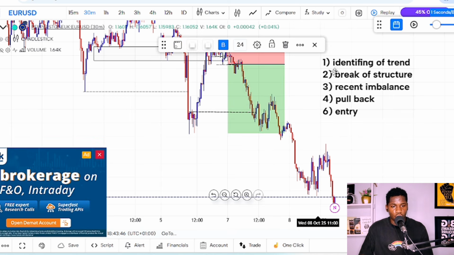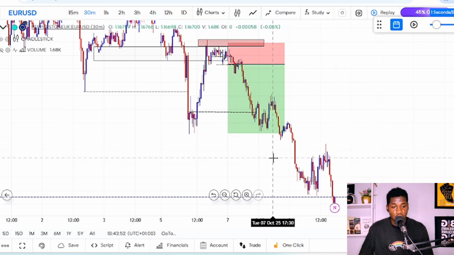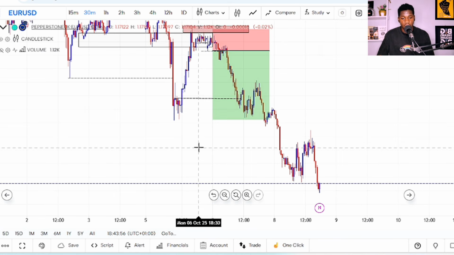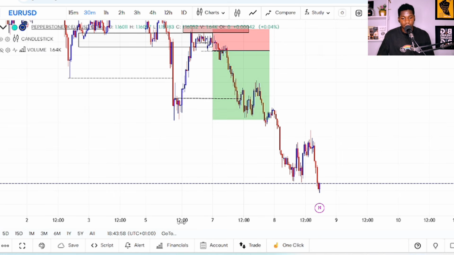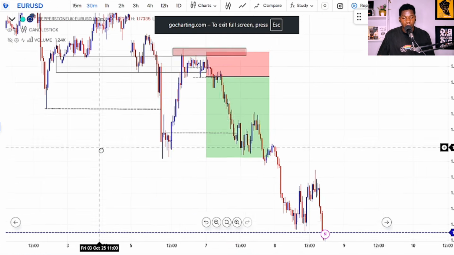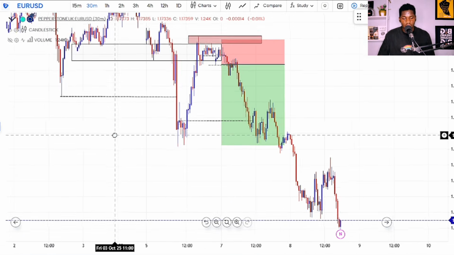Guys, this is a trade on EUR/USD I want to execute. This is how I took this one. This is a new analysis for another trade. I also took this one in the Telegram community group. All right guys, so let's go. Now clearly, what are you seeing on this?